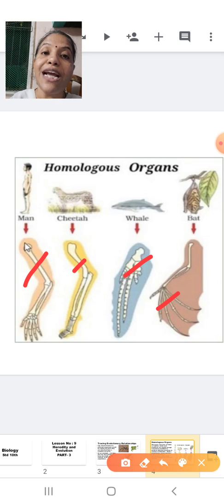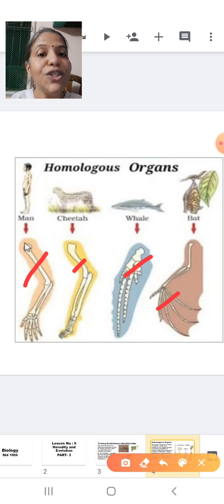you call it as what? Homologous organs. Homologous organs always tell us about a common ancestry. Okay, fine. Now here they are similar in structure, that is, they are made up of bone, correct or not?